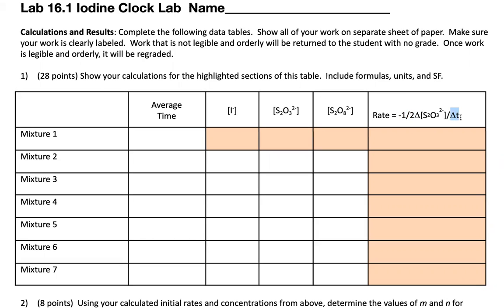Then we just need the change in time. Well, the change in time is the average time for mixture 1. And that will give us our change in concentration over change in time for mixture 1.